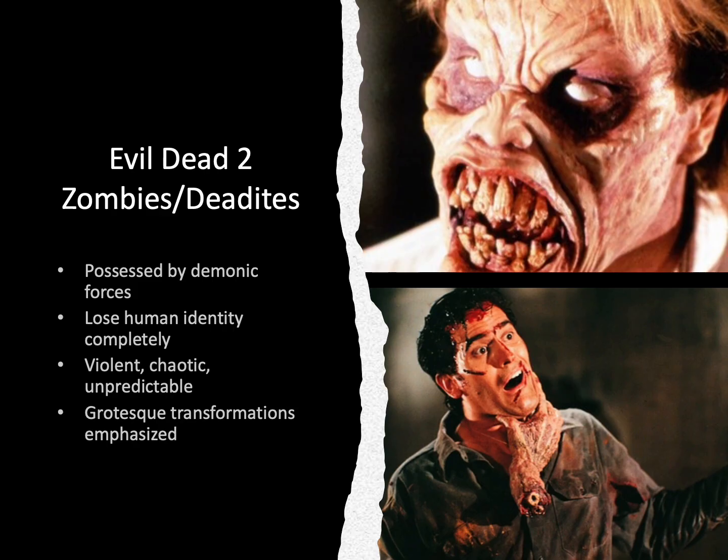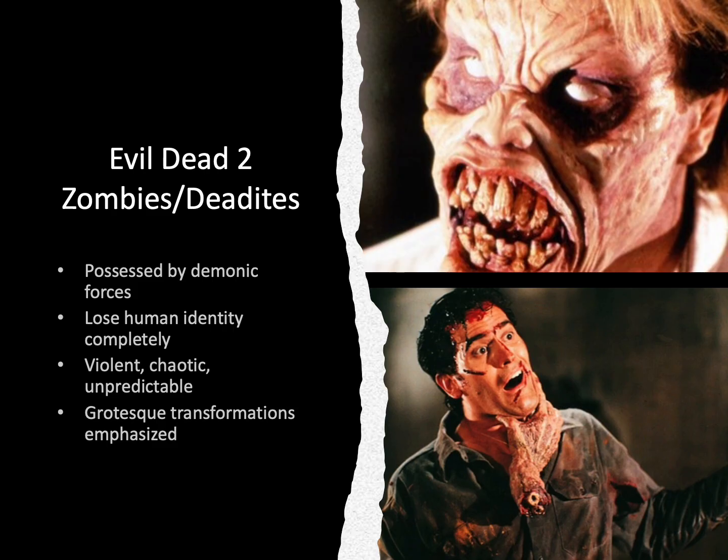In contrast, Evil Dead 2 features deadites, which are more like possessed bodies than traditional zombies. Once somebody is possessed, they completely lose their human identity. They become chaotic, violent, and often sadistic. A great example of this is the scene where Ash's own hand becomes possessed and attacks him.